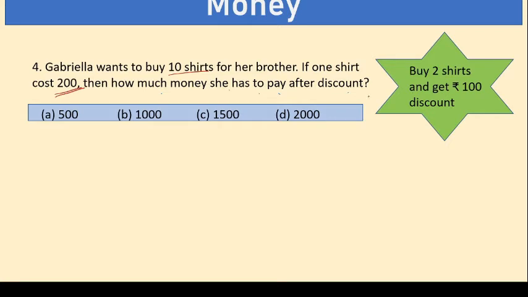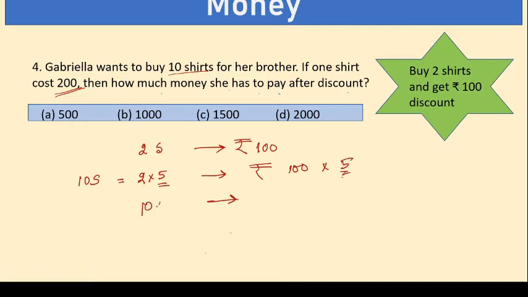First, what you need to take a look at is that 2 shirts give a discount of 100 rupees. That means if I buy 10 shirts, which is equal to 2 times 5, my discount will also be 5 times. That is rupees 100 times 5. So for 10 shirts, our discount in all will be rupees 500.